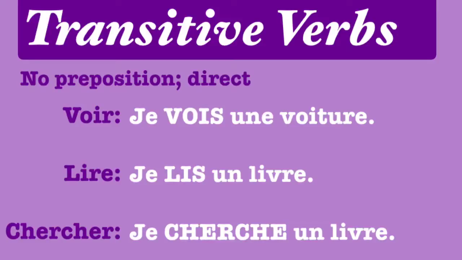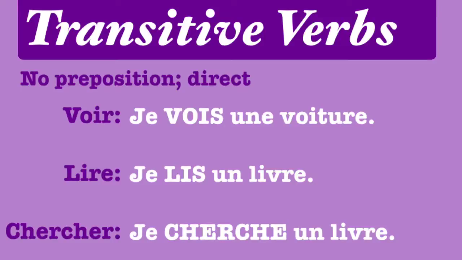If what I want to express is that I visually perceive a car, I'm just going to say I see a car. And it works the same way in French. Je vois une voiture. I see a car. No preposition needed, so voir is considered transitive.